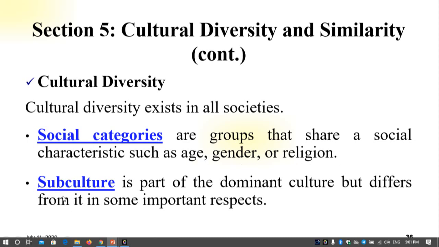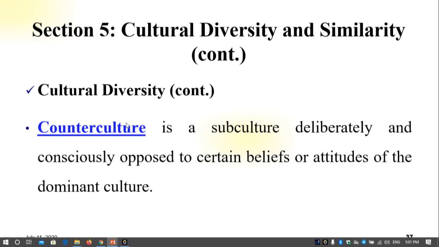One more point of cultural diversity, subculture. Subculture is a group that is part of the dominant culture but differs from it in some important respects. Dominant culture means the cultural practice that is dominant, with a particular political influence. One more point of cultural diversity.